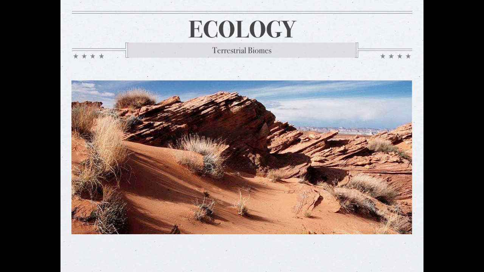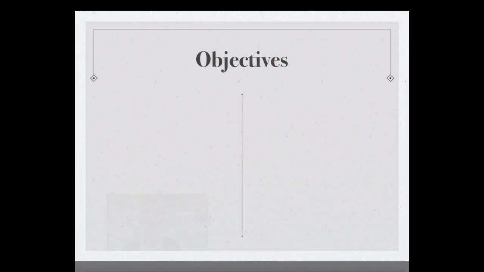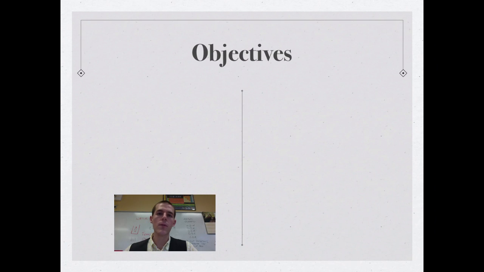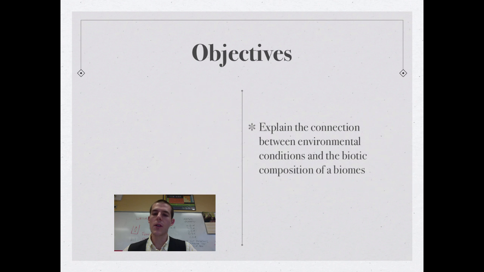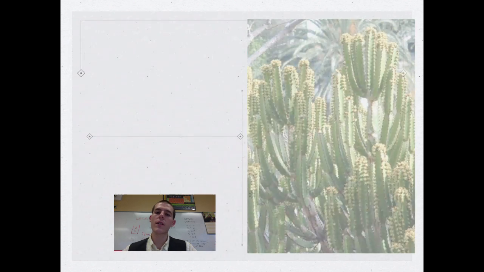About ecology. Topic for the day is going to be terrestrial biomes. So in an effort to make this relatively short, let's go ahead and get going. First thing I need you to know by the end of this video is to be able to explain the connection between the environmental conditions and the biotic composition of a biome. Second, describe the major terrestrial biomes. That's what we got. Let's go ahead and start chatting.